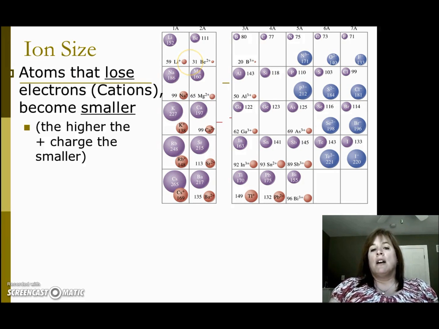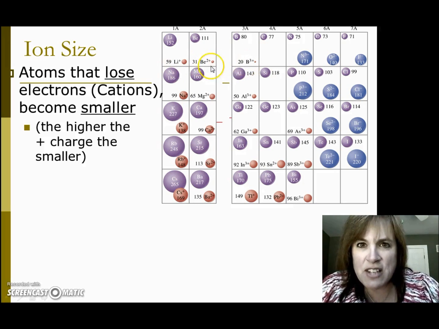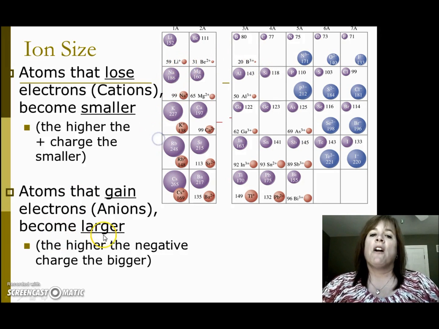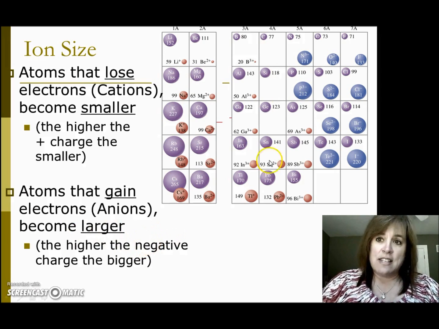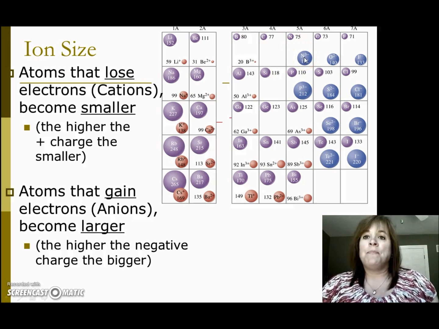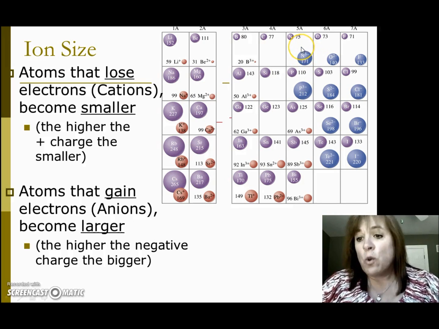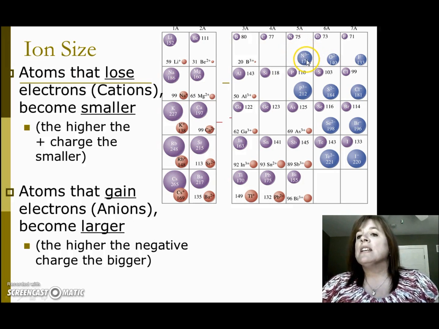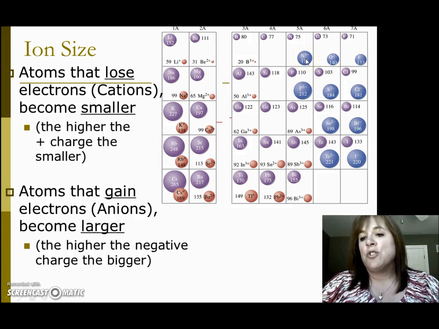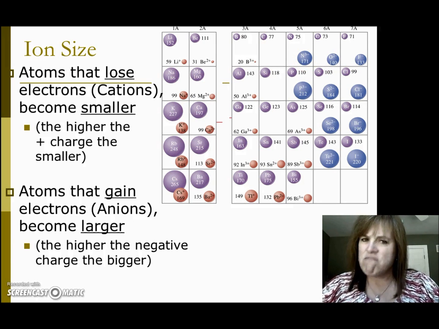In fact, the more electrons you lose, the smaller and smaller you get. If you look at the difference between lithium, which is +1 and lost 1 electron, beryllium, which lost 2 electrons, and boron, which lost 3 electrons, look how tiny boron is compared to lithium. And then for our anions, which gain electrons, they get larger. We can see that as nitrogen acquires electrons, it gets bigger. Of course, the more electrons you acquire, the bigger you get. So that's why nitrogen is bigger than oxygen, which is bigger than fluorine, since fluorine only gained 1 electron and nitrogen gained 3.